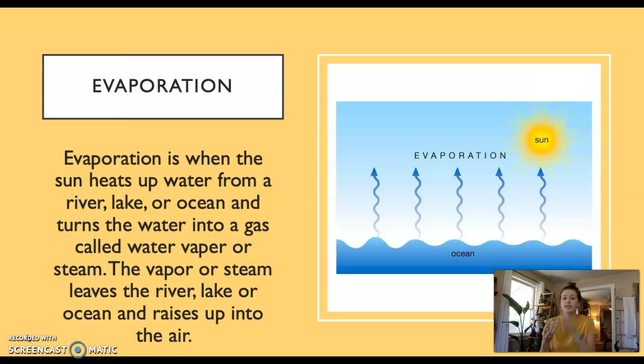Evaporation is when the heat of the sun heats up the water that's either in the puddle, or it could be a river, it could be a lake, it could be an ocean. And so the water rises and it turns into a gas, which is called either water vapor or steam. And so that water vapor leaves the river, leaves the lake, leaves the ocean, leaves this little puddle, and it rises into the air.